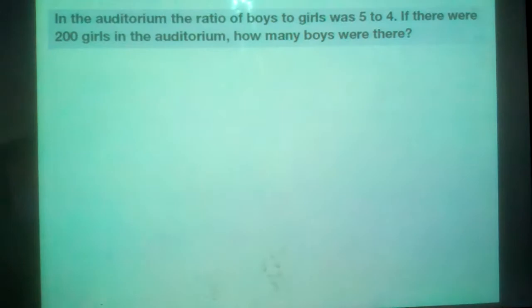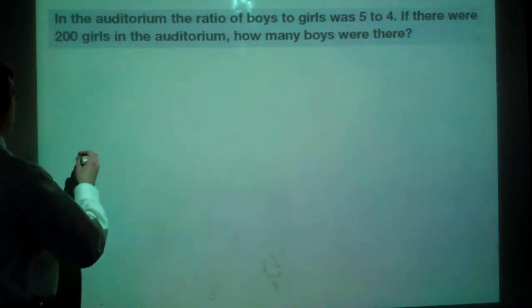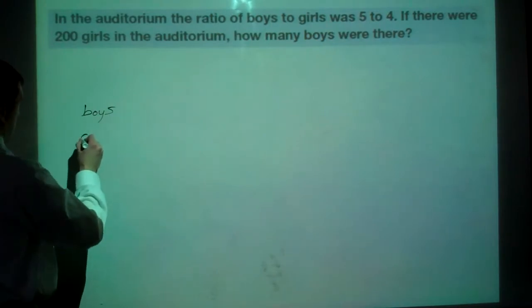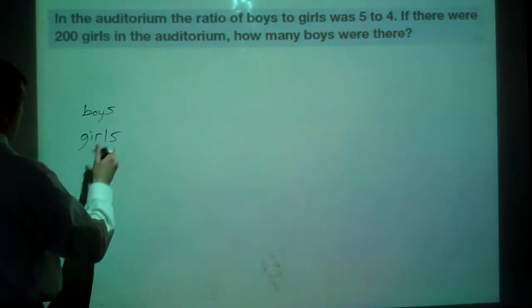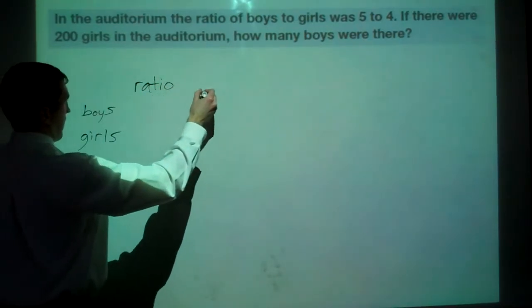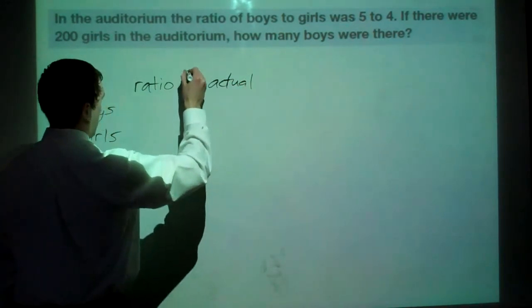Okay, sorry. Here's another one where we'll have to actually set this one up. In the auditorium, the ratio of boys to girls was 5 to 4. If there were 200 girls in the auditorium, how many boys were there? Okay. So we've got to set up our ratio table. We're talking boys to girls. And we're always going to have a ratio column and an actual column.